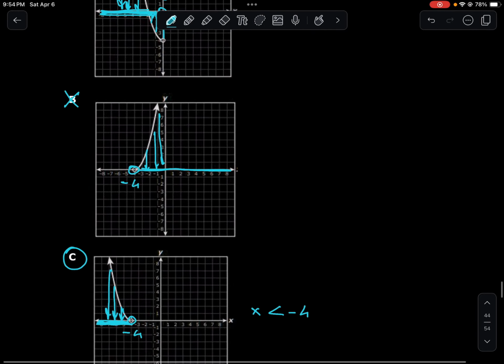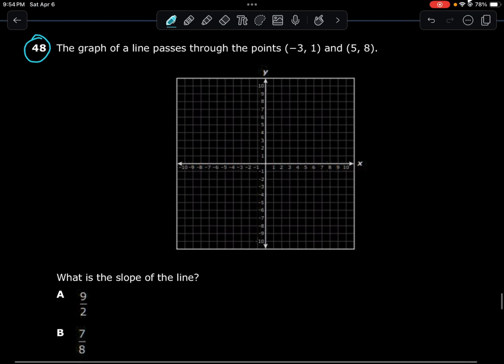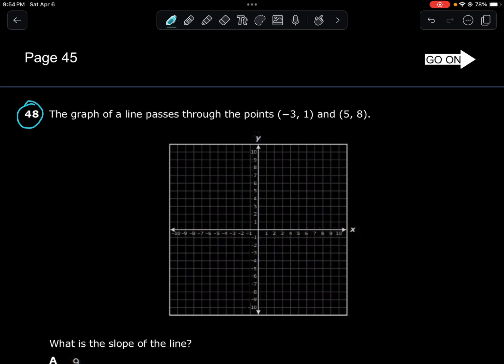And that was 47. Now let's go to the next one, 48. The graph of a line passes through the points (-3, 1) and (5, 8). What is the slope? Let's convert those points into a chart: -3, 1, 5, 8.